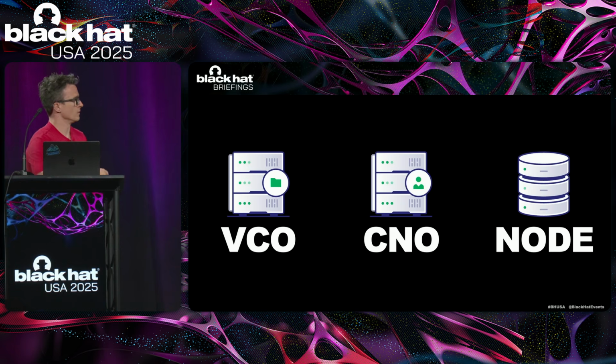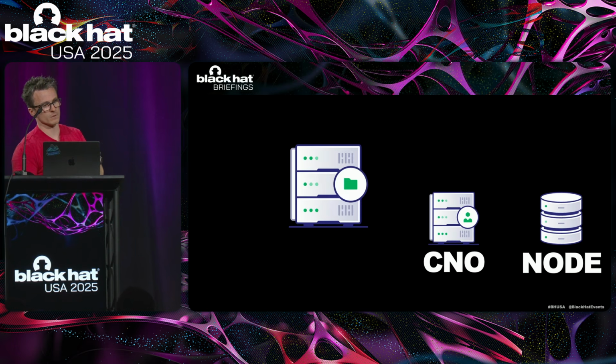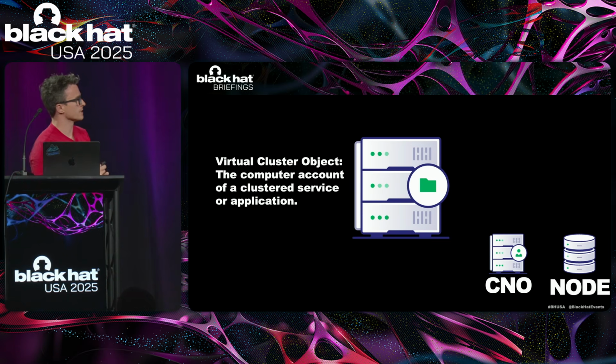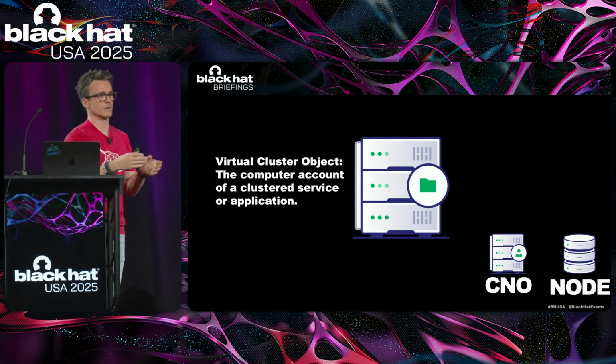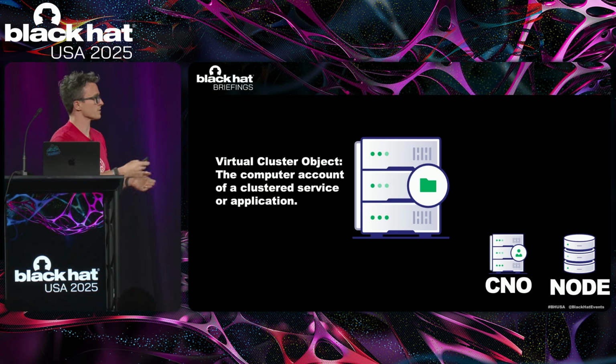So let's bring it back to some of the stuff we were building out in the lab, some of the logical components that we'll have to dig into. And those are the VCO, the CNO, and then the node. So the VCO is a virtual cluster object, and it's the computer account that represents the service itself. So in this case, it's the computer object of the file share.